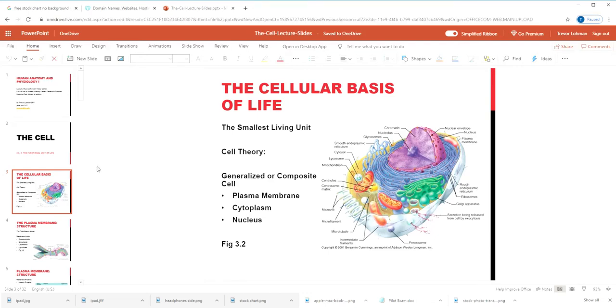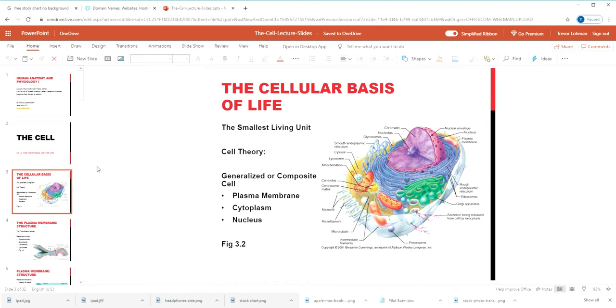Hey everybody, this is the cell lecture. This is chapter 3 in the Marieb and Hoehn Human Anatomy and Physiology book. We're going to try to do a quick run through of this chapter in about an hour. So it's not going to be the most in-depth cell lecture that you've probably ever had, especially if you've taken a biology class or something like that. We're going to try to cram that whole biology class into about an hour, so we're obviously going to skim through some stuff.